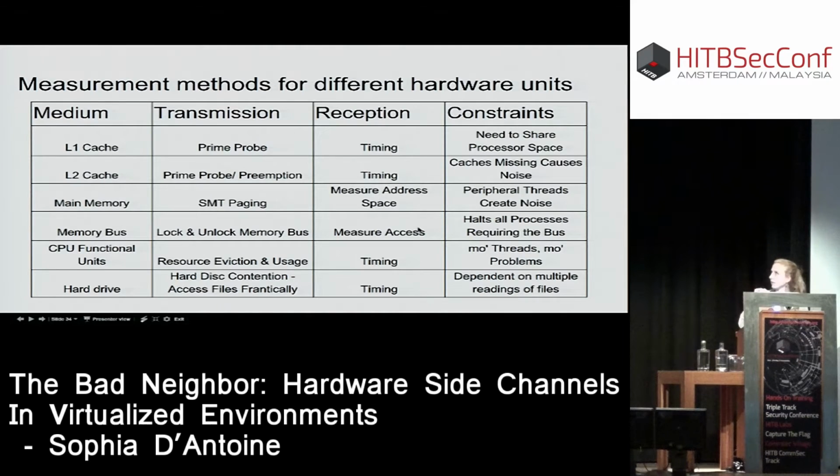And this, again, is a similar diagram, except a bit more simplified. For instance, I'll go over the functional units, which is quite interesting. You're transmitting bits of meaning by using a method of resource eviction in the functional unit. And from the receiving process, you can time to see if the threads that you create have the ability to use different functional units on the shared CPU. That can also be mapped to different bits of meaning.